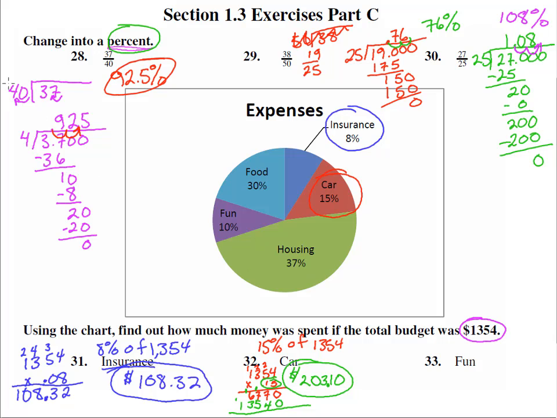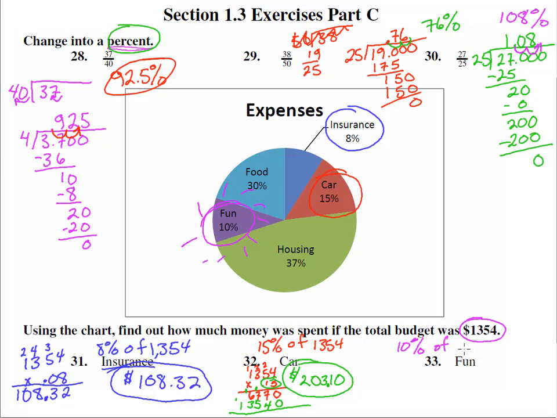And number 33. If we have fun, where's the fun one? Oh, fun was 10%. Oh, that's nice. That's like tithing. We could do it. You know, you move a decimal place when you do tithing, so it'd be $135.40. Let's go ahead and do this appropriately the long way, so you can see it if you'd like to see the process.